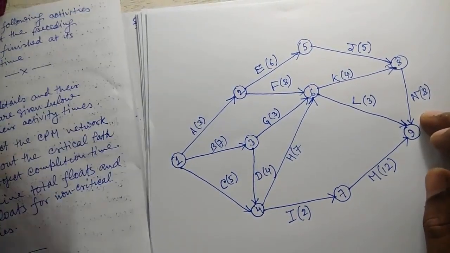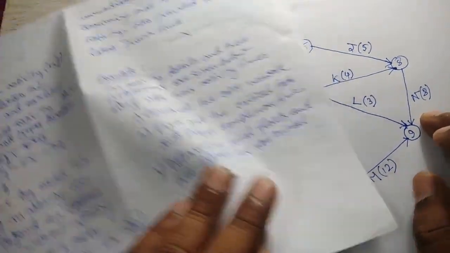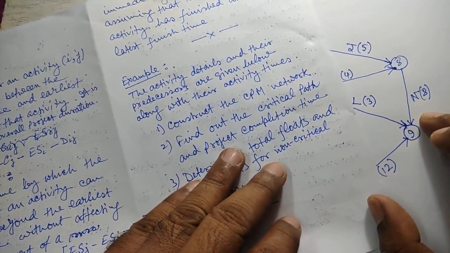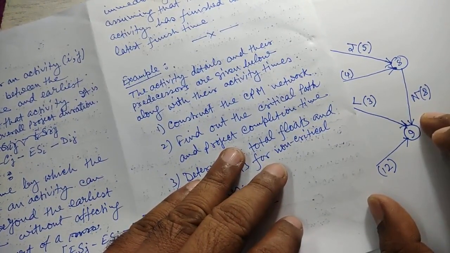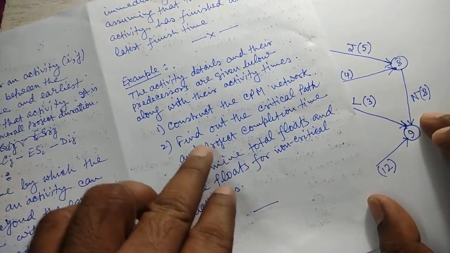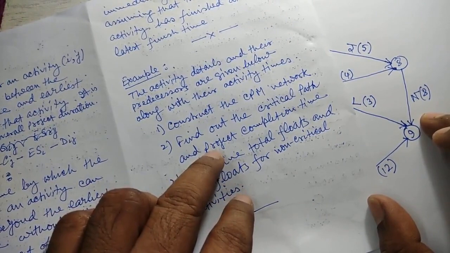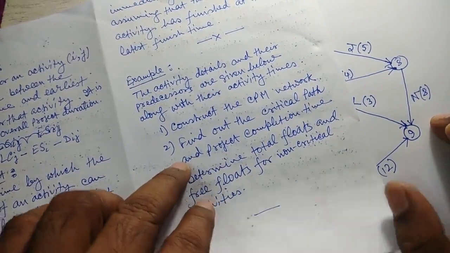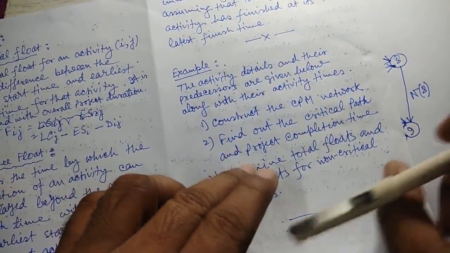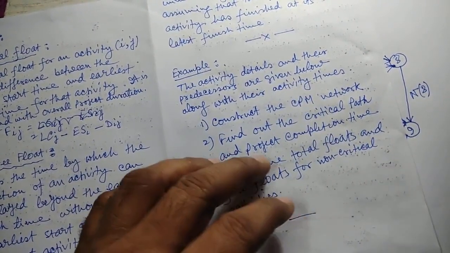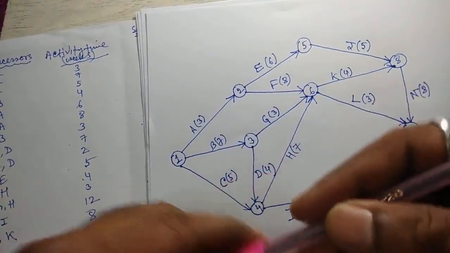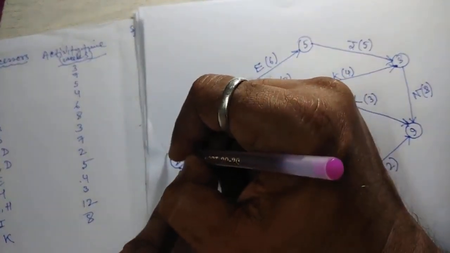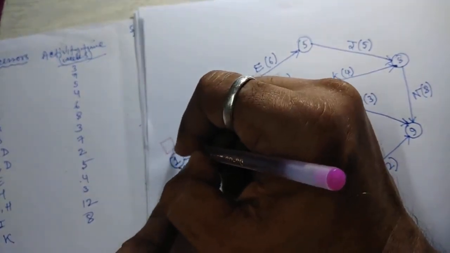Now we have to find out the critical path and project completion time. For finding out the critical path, we have to calculate earliest start time and completion time, and latest completion time. Clear? For this purpose, we have to draw two squares. Now see, for each node, we'll draw two squares in this way.